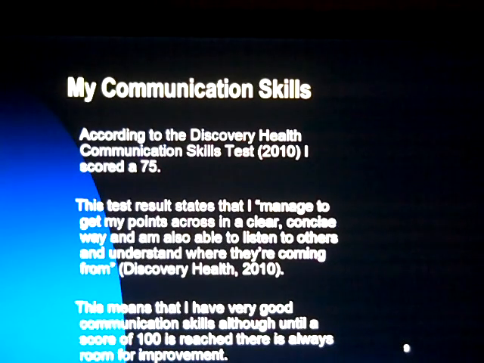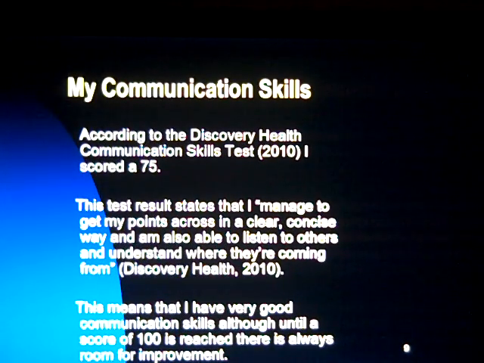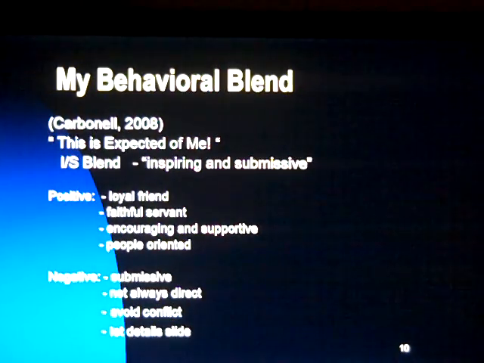My communication skills. According to the Discovery Health Communication Skills Test, I scored a 75. This test result states that I managed to get my points across in a clear, concise way, and I am also able to listen to others and understand where they're coming from. This means that I have very good communication skills. Although I scored a 75, I did not score 100, and until 100 is reached, there is always room for improvement. Next slide. My behavioral blend.